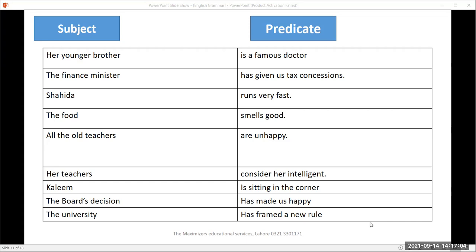I think that by this time you might have got a very clear idea about the difference between a subject and a predicate.